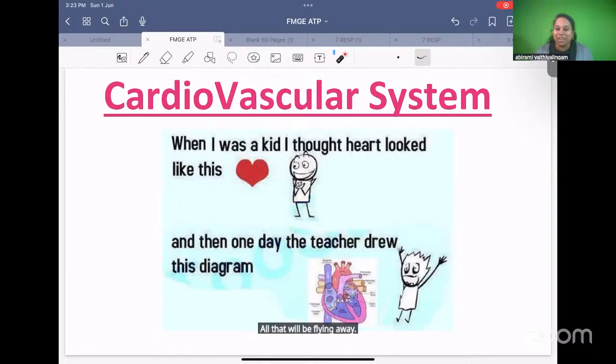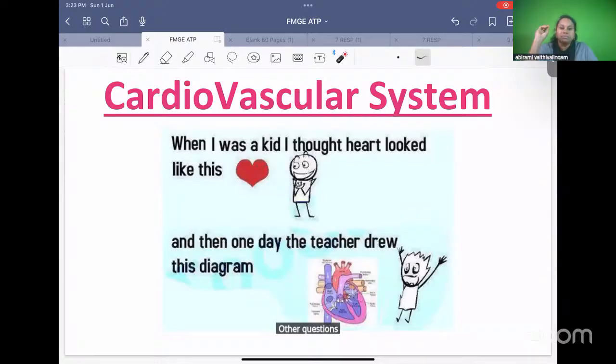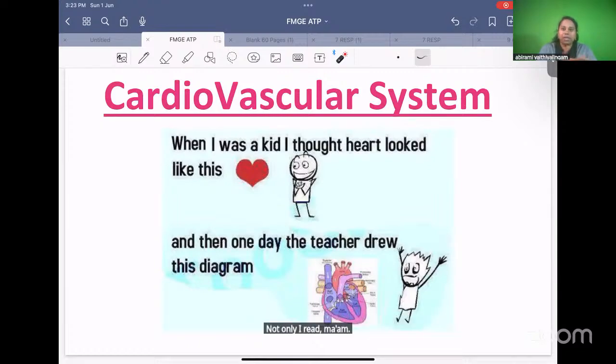Next question. Ma'am, I'm unable to remember everything. But whenever I read the question, I do the right answer. Exactly, Ranjan. See, that is the other thing I wanted to tell you. Another question students were raising: Ma'am, whenever I read something, I feel like forgetting everything. Now only I read, ma'am. Last week only I read, but I'm not able to remember.